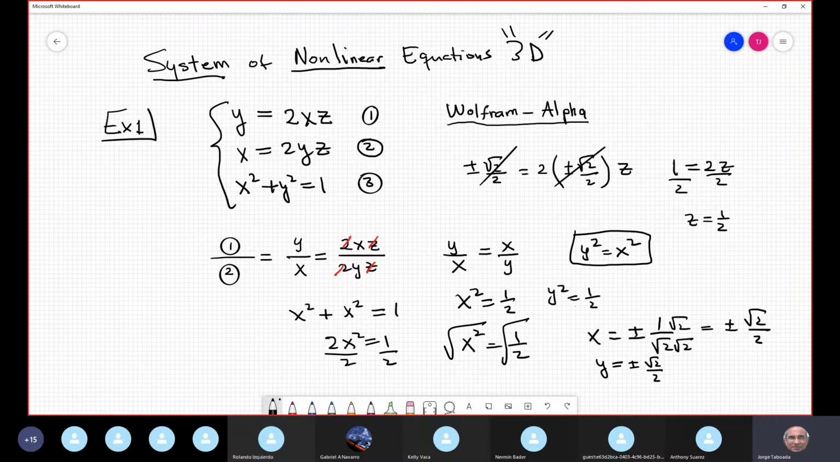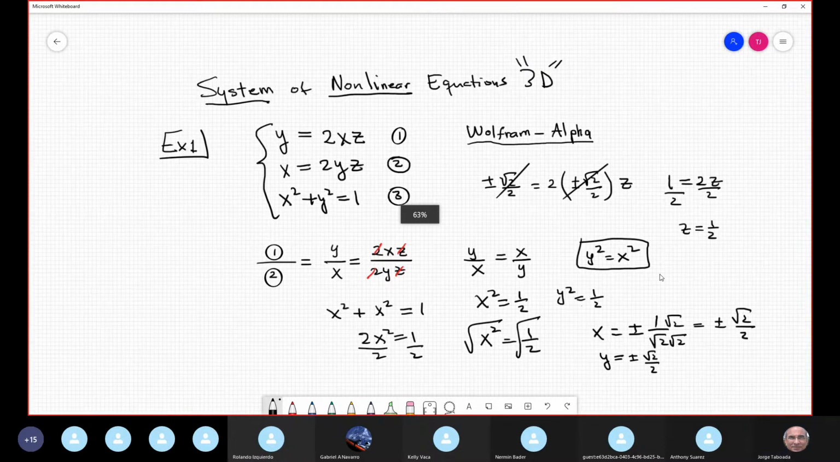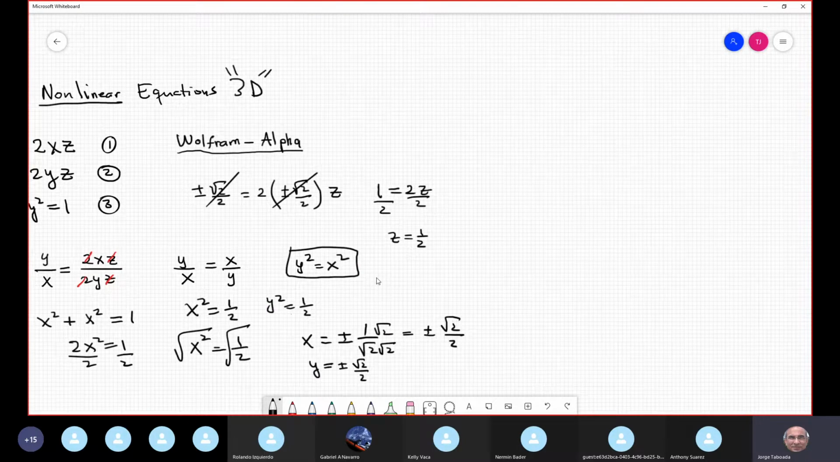Okay, so how many solutions in total do we have in this problem? Wow, I don't have an idea. Well, x and y is plus or minus. Actually, we have plus or minus radical 2 over 2, comma, plus or minus radical 2 over 2, this is x, this is y, comma, 1/2. This is z.